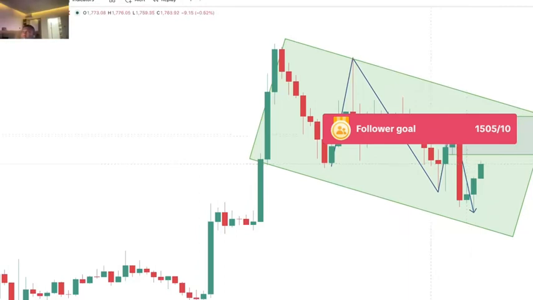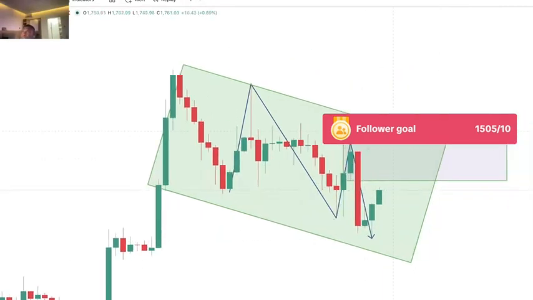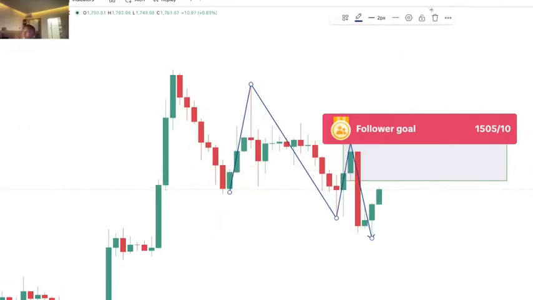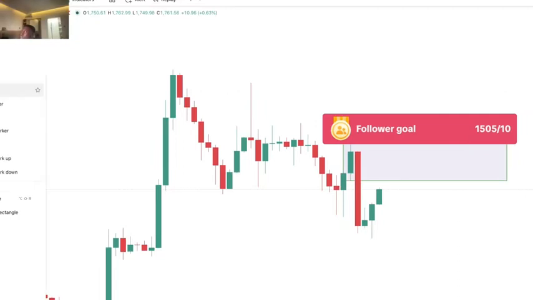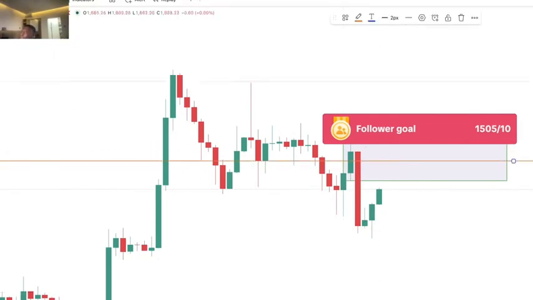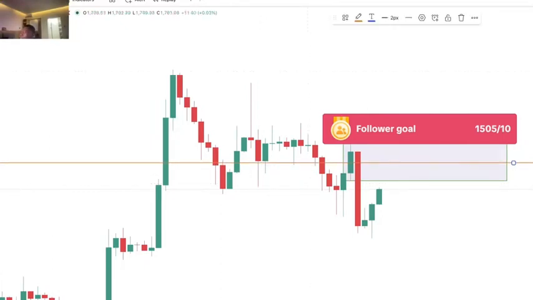So right now, I'll be looking for my shorts on Ethereum. If price taps in, I should be looking at like 50% on Ethereum, maybe around this zone. If price taps in any of this, all the way back to this other zone here.